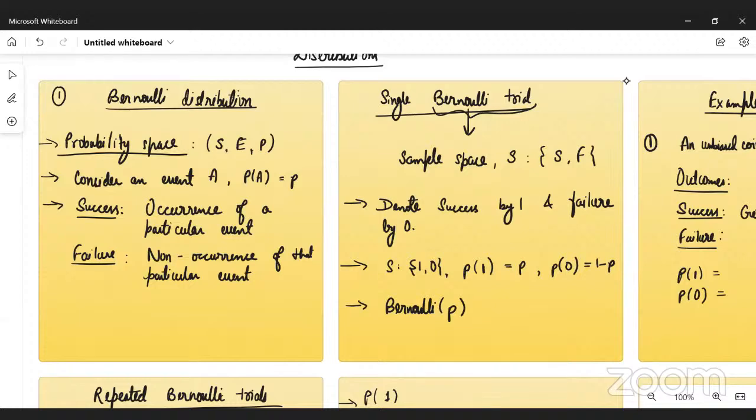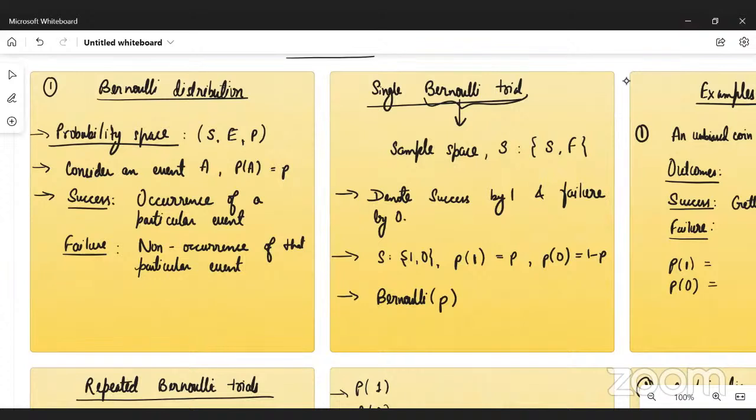Okay, so the first basic distribution: in your Stats 1 course, you must have seen the Bernoulli and the binomial distribution. The Bernoulli distribution is the most basic distribution that we have seen before. In a Bernoulli distribution, you perform an experiment, and any event you define is either a success, the occurrence of an event, or a failure, the non-occurrence of that particular event, right?